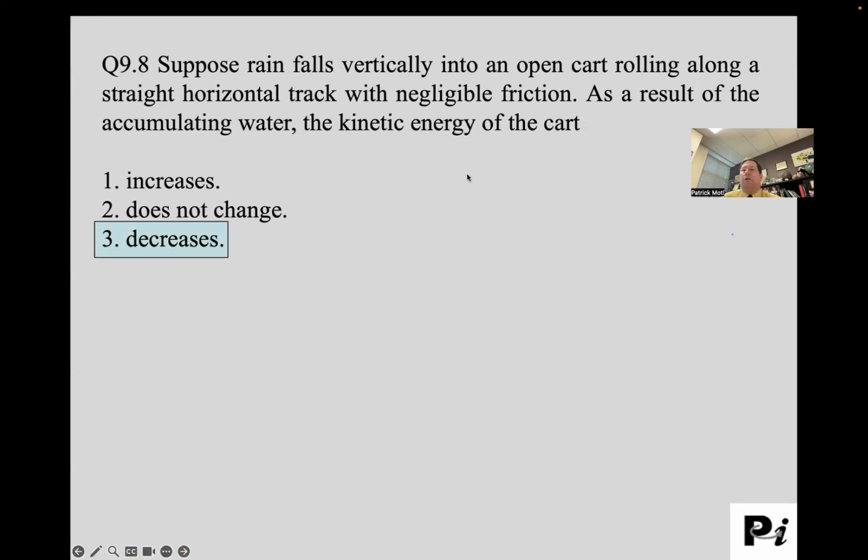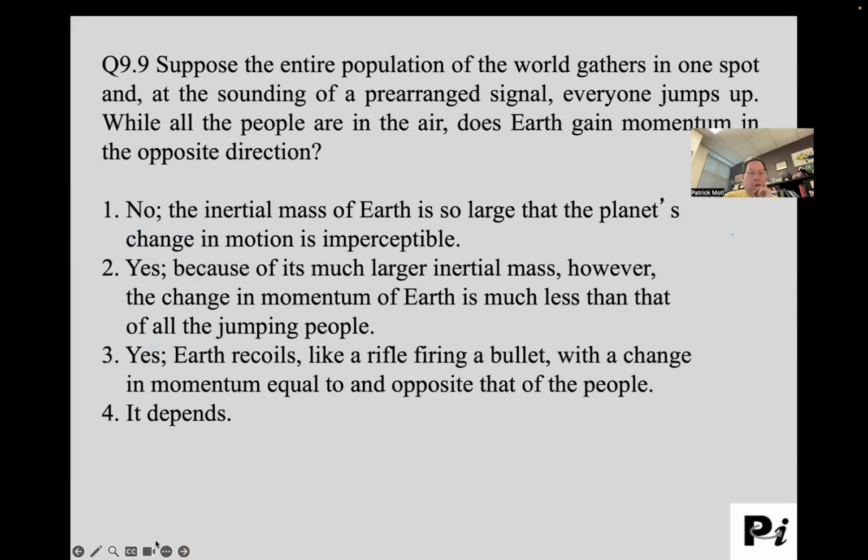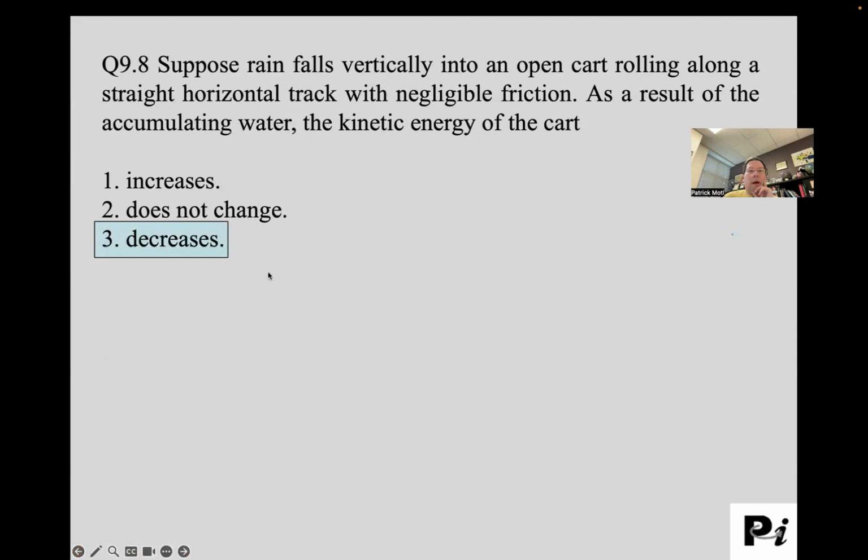All right, so the kinetic energy is going to decrease, but let's see why. If you're thinking of kinetic energy as K equal to a half m v squared, well, we know that the mass is increasing and the speed is decreasing. But then that doesn't really tell me what happens to the kinetic energy.